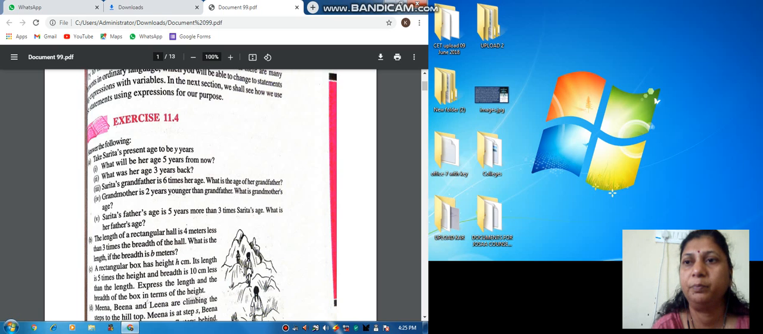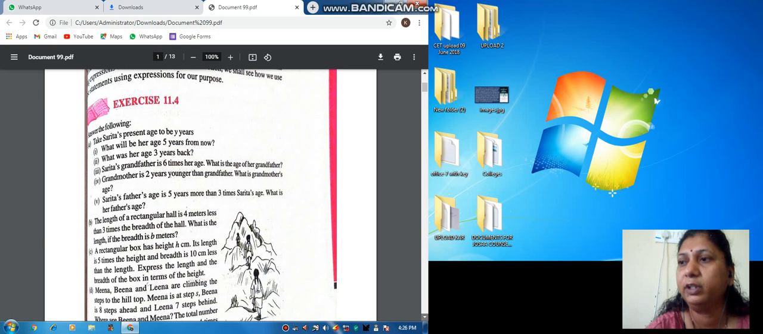Okay, so if the breadth is b, then how much will the length be? It is 4 meter less, but than what? 3 times of breadth. So 3 times of breadth means 3 into b, that is 3b, and not just 3b, it is 4 meter less also. So length l is equal to 3b minus 4. Get it, understand? So in this exercise we have started to make equations with the help of the given statements, right?